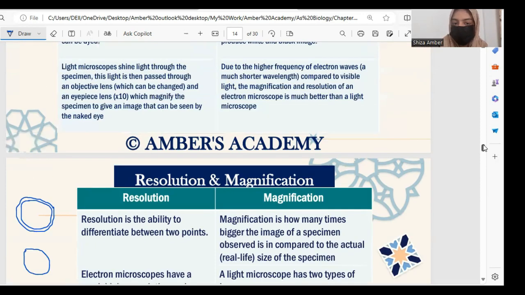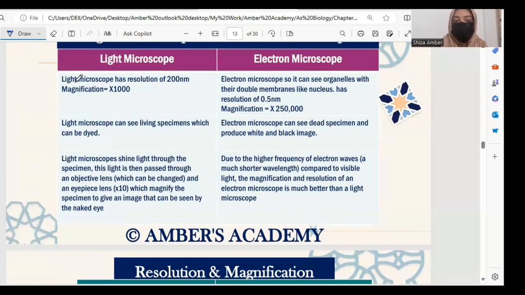Now moving back to electron and light microscope. So light microscope has a resolution of 200 nanometers, and you have to remember this resolution. You'll also have to remember magnification, and resolution of light microscope along with electron microscope. So light microscope has a resolution of 200 nanometers. One example, cell membrane has a size of 7 nanometers. Can we see cell membrane with light microscope? Considering the fact that light microscope has a resolution of 200 nanometers, can we see a 7 nanometer object?